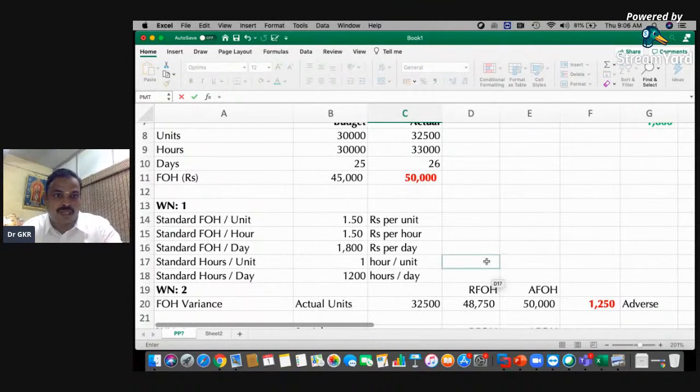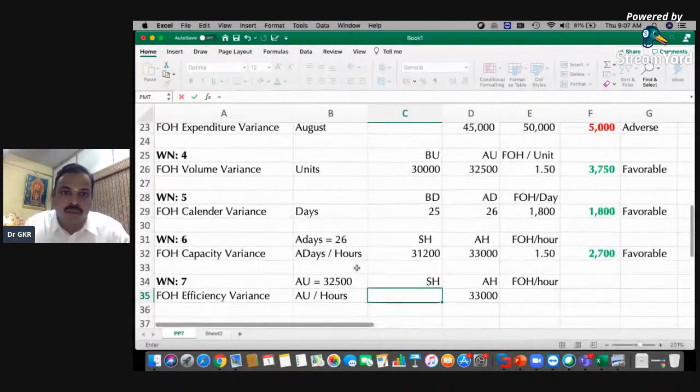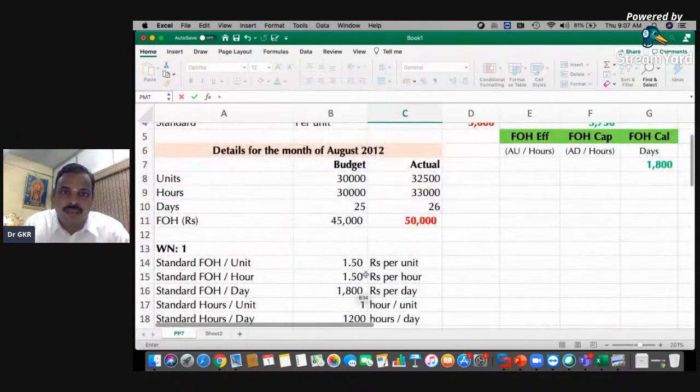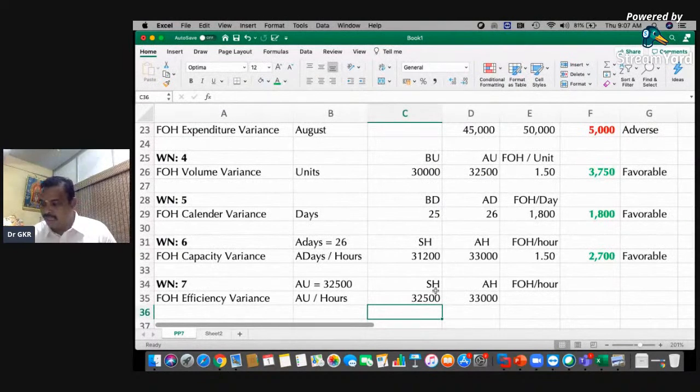Because standard hours per unit is 1 hour per unit. 1 hour takes for 1 unit. So 32,500 units will take how many hours? 32,500 into 1. So 32,500 hours is standard hours, but actual hours is 33,000. So instead of taking 32,500 hours, you have taken 33,000 hours. So 500 hours extra you have taken, which is efficient or inefficient?